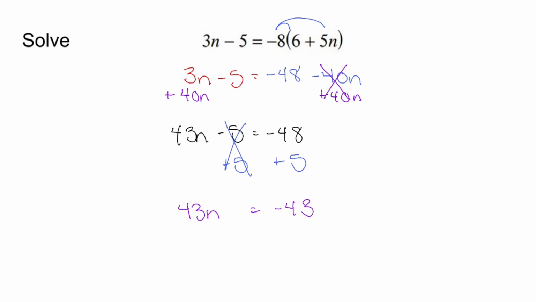Now, in order to get n all by itself in this last step, we notice that 43 is being multiplied to n, so the inverse of multiplied to n is divide by 43, and you're going to divide 43 from both sides. That crosses out. A negative number divided by itself is negative 1, so negative 43 divided by regular 43 is negative 1. Okay, so again, distributive property first, get rid of the n on the right, two-stepper, fun, fun, fun.